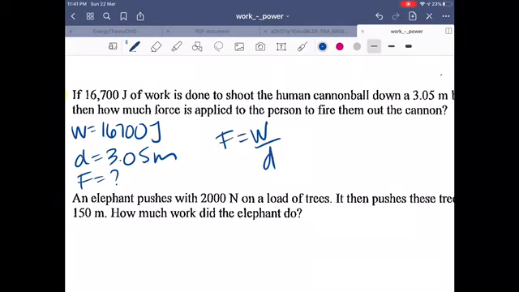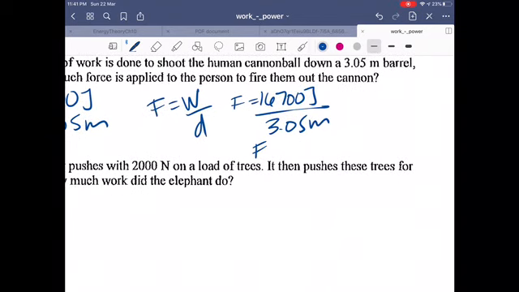I said that? I don't remember. Okay, so remember, I just sometimes am thinking ahead and I get mistakes. So we have force equals 16,700 joules divided by a distance of 3.05 meters. And the basic unit of force, we already know it. And your answer will be 5,475.4 newtons.